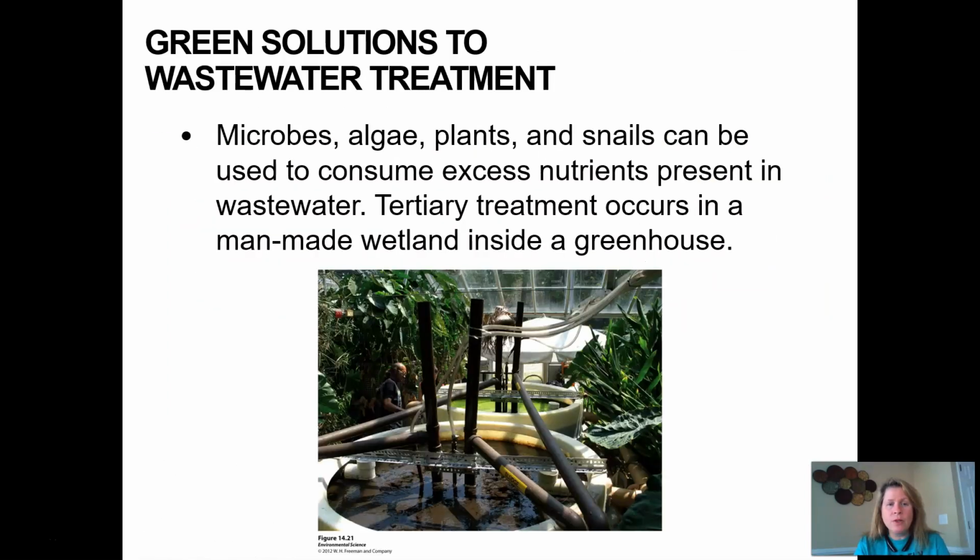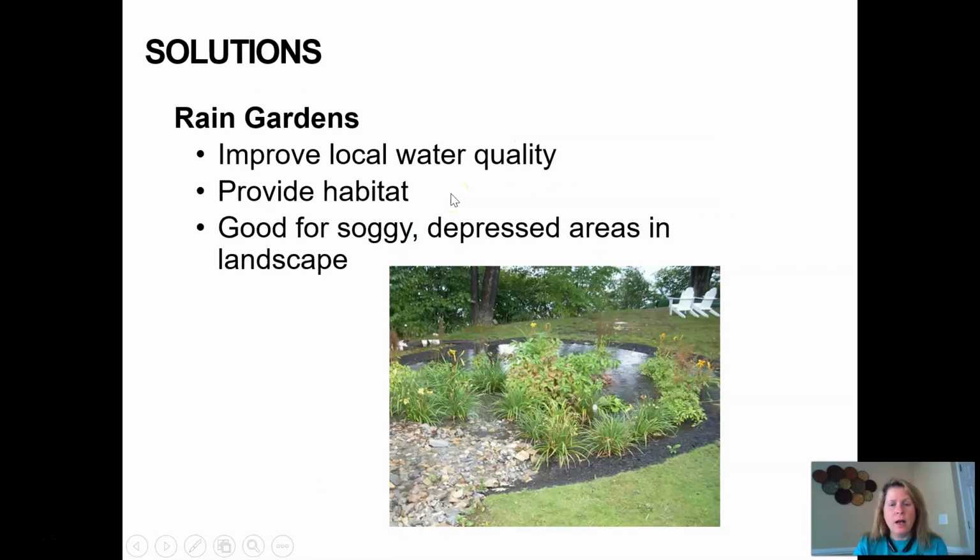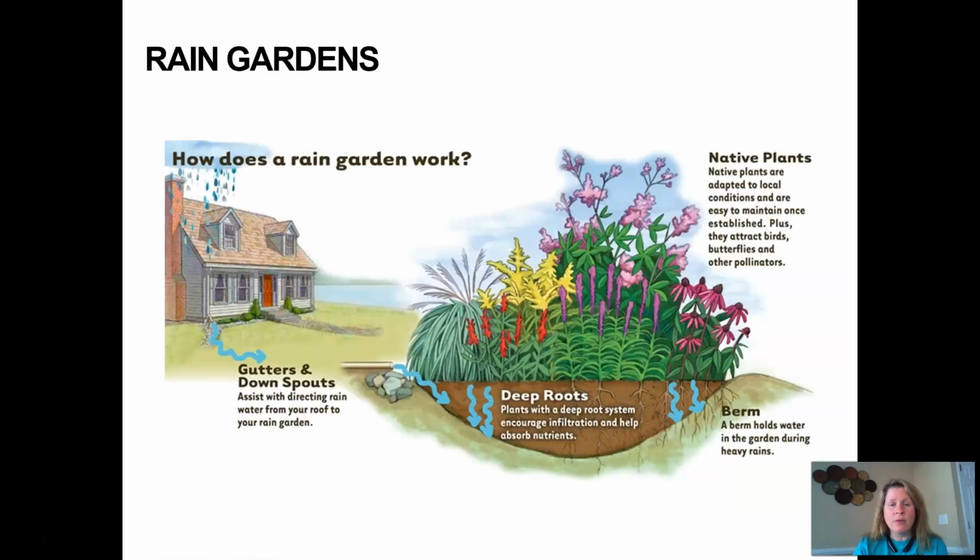And then what are some future solutions, some green ways to make sure that we have clean water? One, with wastewater, like with sewage, you can use things like microbes, algae, plants, snails, and a man-made wetland in order to clean up water. If we're talking about preventing erosion and preventing runoff and so forth, we can have rain gardens, which is good if you have a soggy area anyway. Plant something that's going to be tolerant of that water and will be able to absorb that water and handle it and prevent runoff.